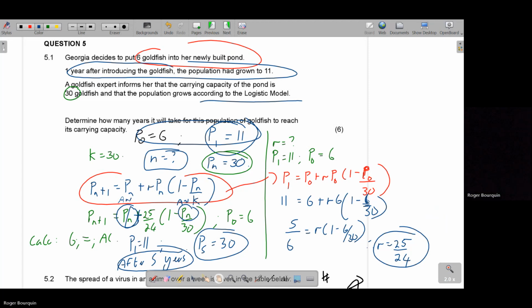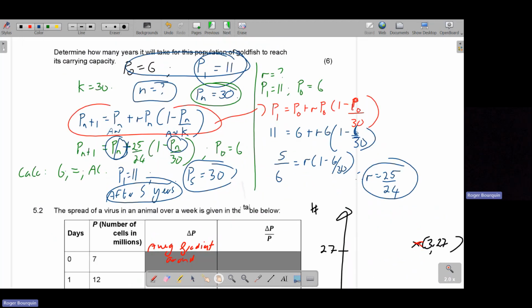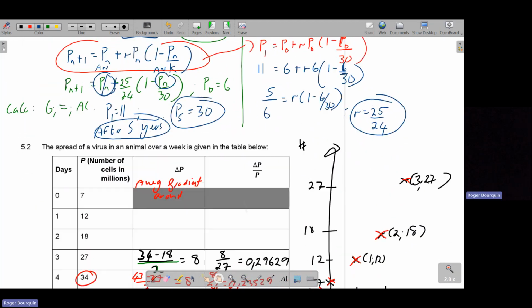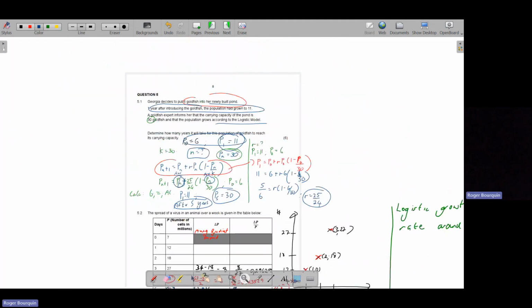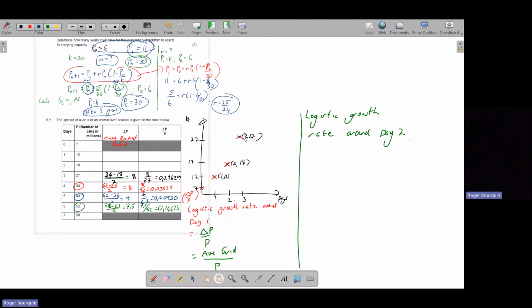Right. Then the next question, which is a common question. I filled in the later values, but I'm just going to explain the first two things that you get. The spread of a virus in an animal over a week is given by the following table. After 0 days, there were 7 million cells in the animal. After 1 day, there were 12 million cells. After 2 days, there were 18 million. And after 3 days, there were 27 million.